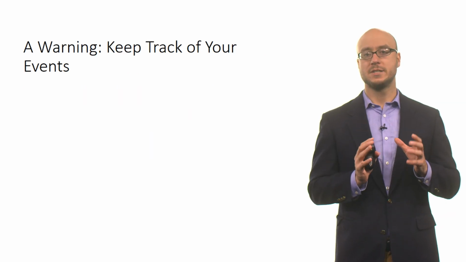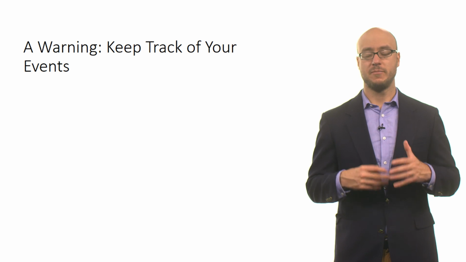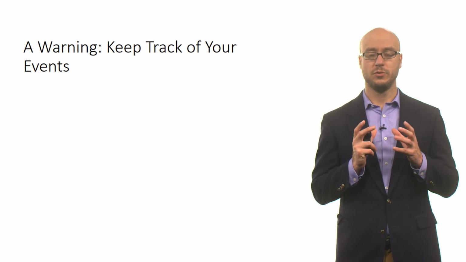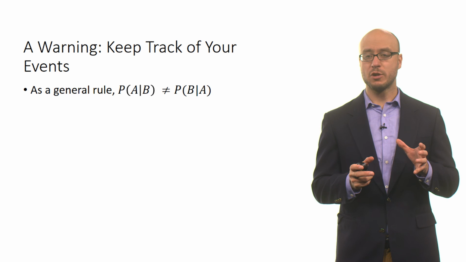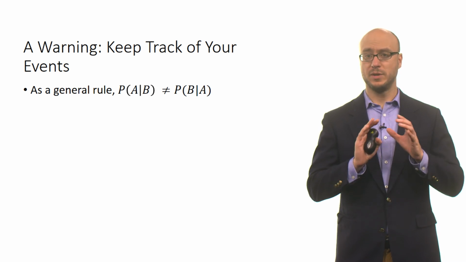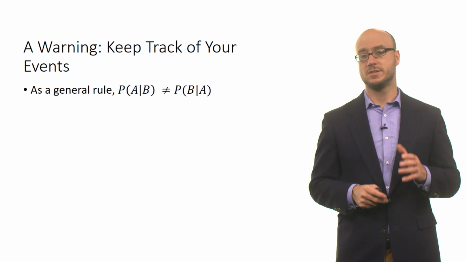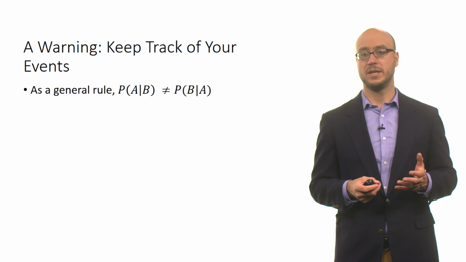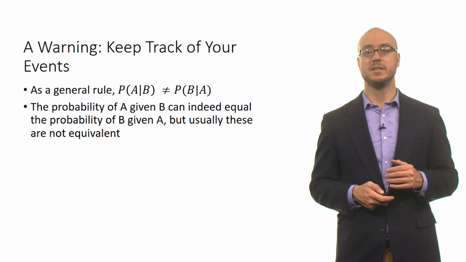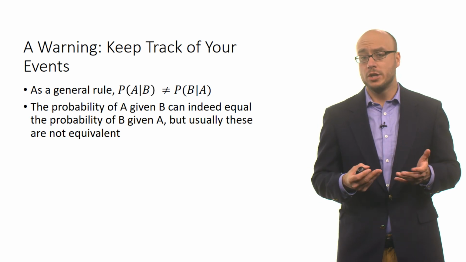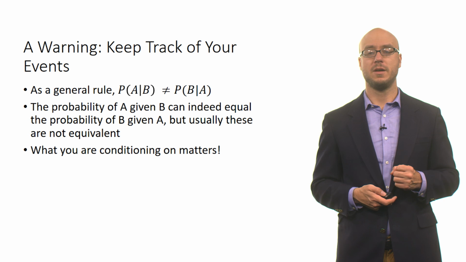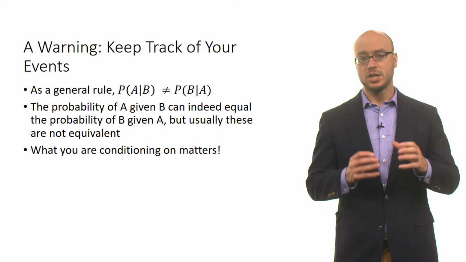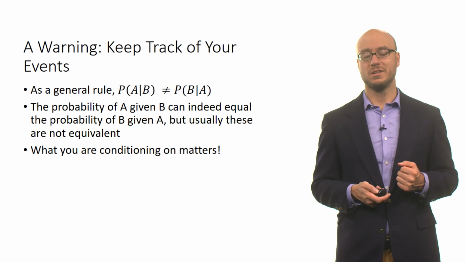Now, one warning is that you should keep track of your events. I've made this statement before, but it's important to understand that as a general rule, in most instances, you're not going to find that the probability of A given B equals the probability of B given A. It could happen, but usually these statements are not equivalent. To put it another way, what you're conditioning on is going to matter. It's going to be important for calculating your probabilities.